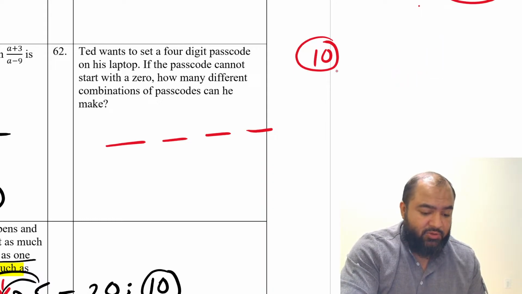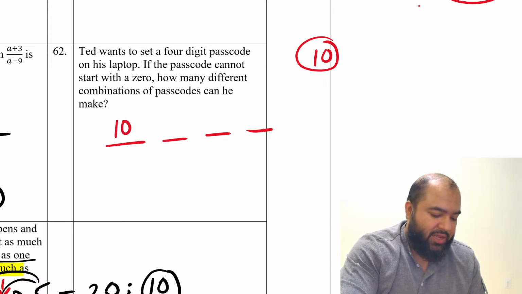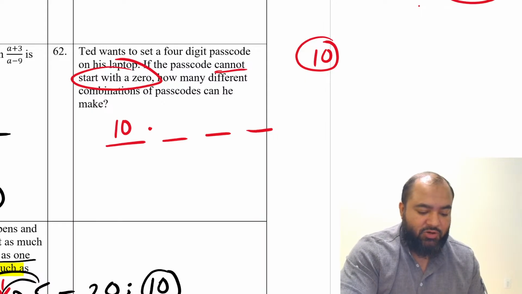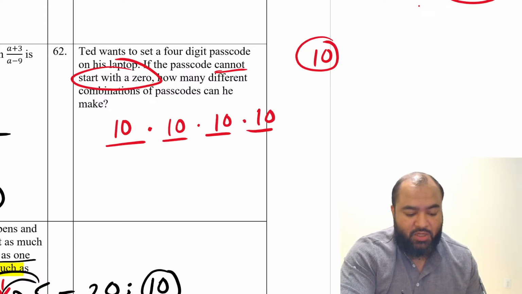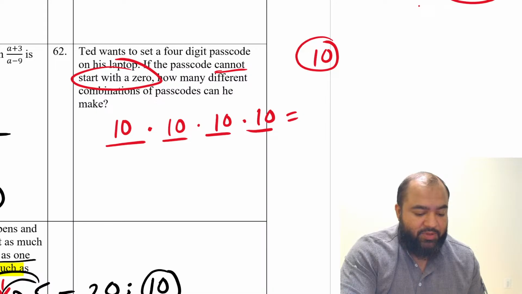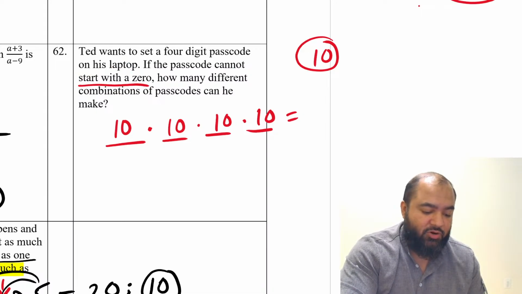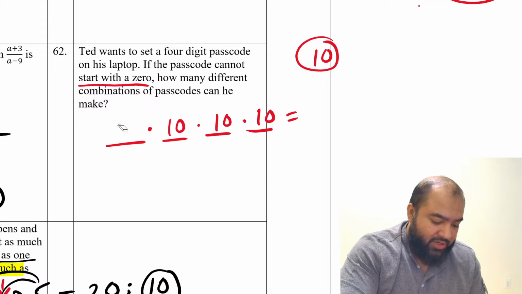So 0 to 9, total 10 digits, right? So for the first one, we'll have 10 options, right? If the restriction wasn't there, I would have 10 options for the first digit, and 10 options for the second, 10 for the third, and 10 for the last. Okay, so that would be the answer if I multiply. But they said the passcode cannot start with 0, so for the first one, I don't have 10 options.